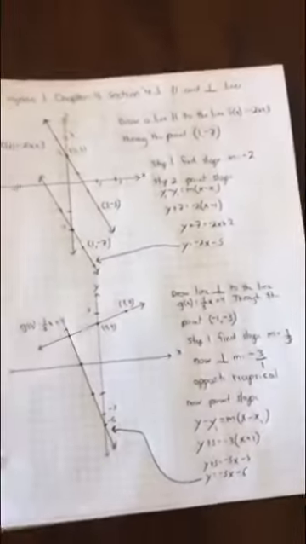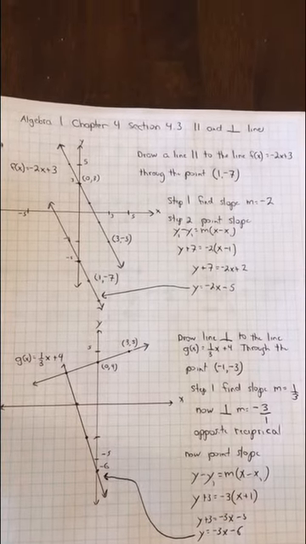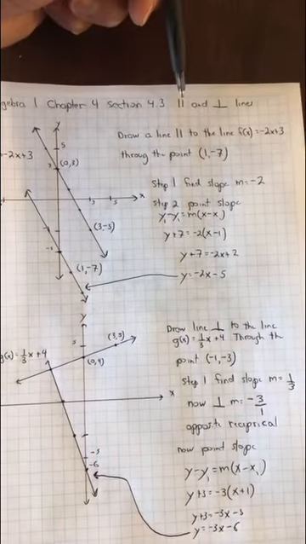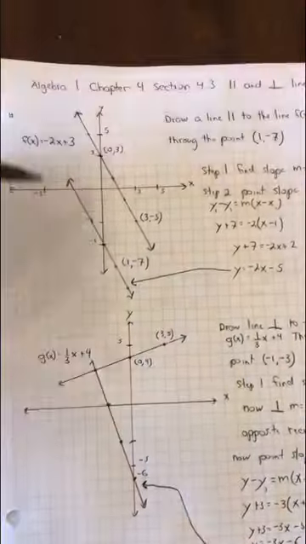Okay, so here is what we have. So again, it's Algebra 1, Chapter 4, Section 4.3, parallel. Remember, this is the symbol for parallel, and this is the symbol for perpendicular. So I started off with this line right here.